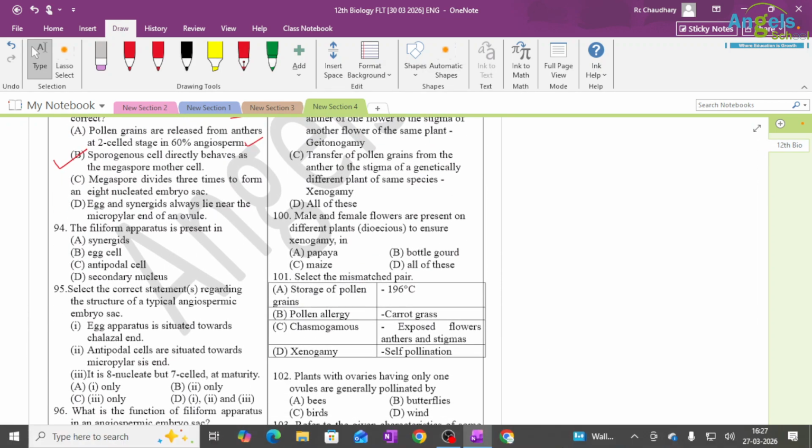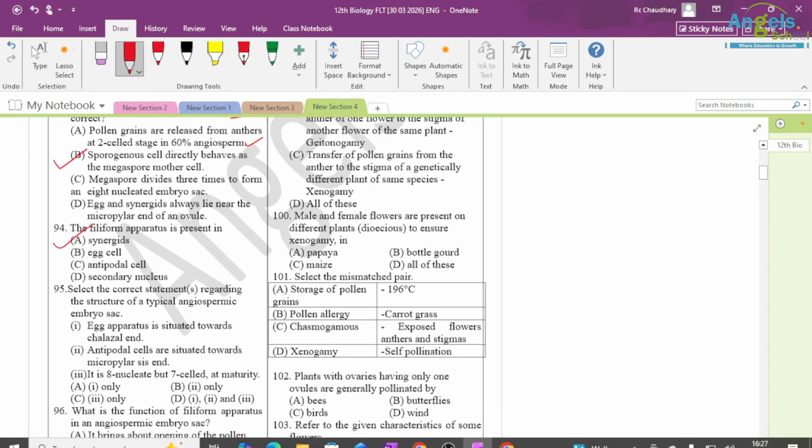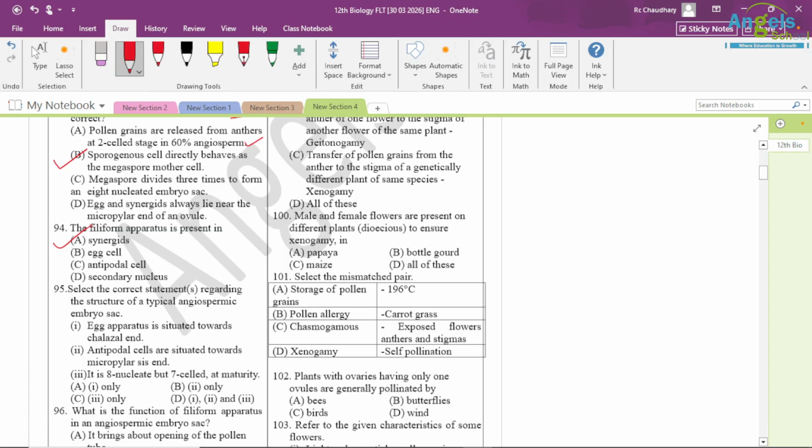Question number 94. Filiform apparatus is present in, so it is present in synergid cells. Select the correct statement regarding the structure of a typical angiosperm embryo sac. Egg apparatus is situated towards chalazal end, so it is a wrong statement. Antipodal cells situated towards the micropylar end, again a wrong statement. And it has 8 nuclei and 7 cells at maturity, so the third option is the correct statement, and option C is correct, only 3.